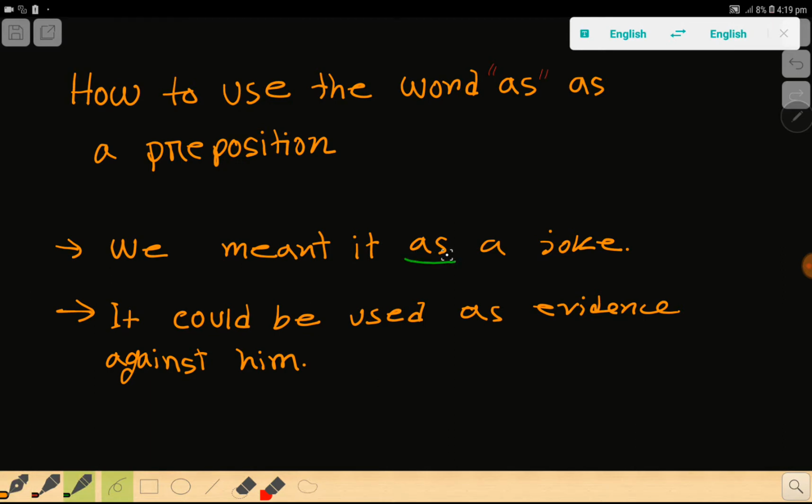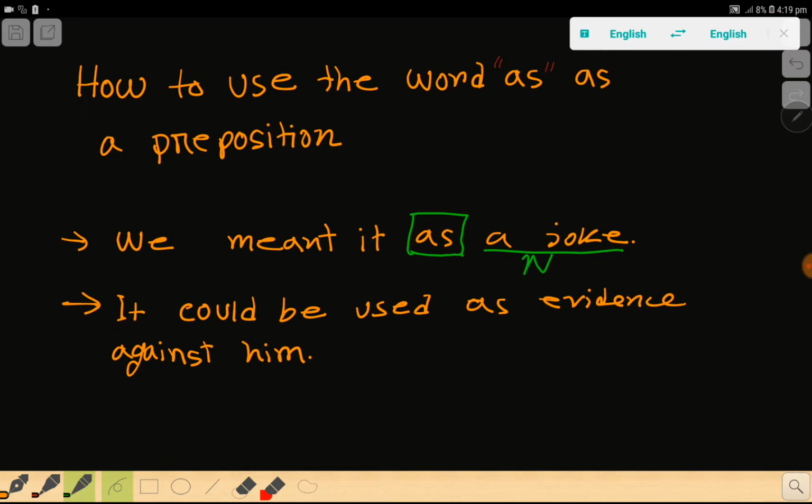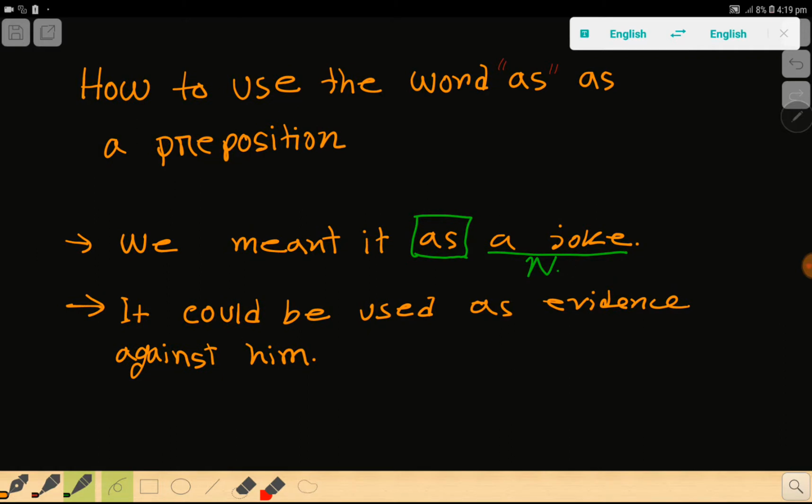Here, what is the part of speech of this "as"? Look, after "as", we are getting a noun phrase, right? A noun phrase. So, what is the structure of a noun phrase? The structure of a noun phrase is like this: determiner plus noun. So, here the determiner is "a" and "joke" is the noun, right? So, this is a noun phrase.